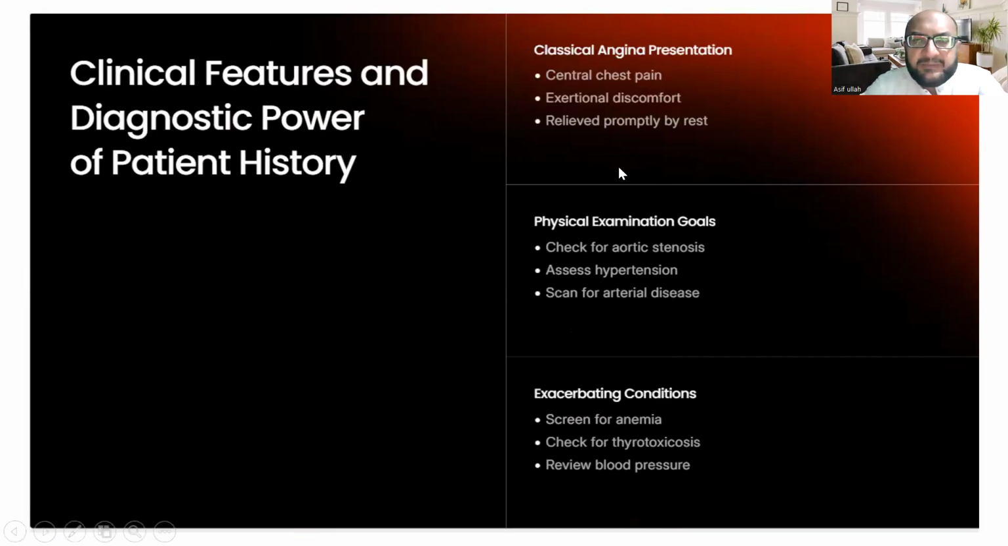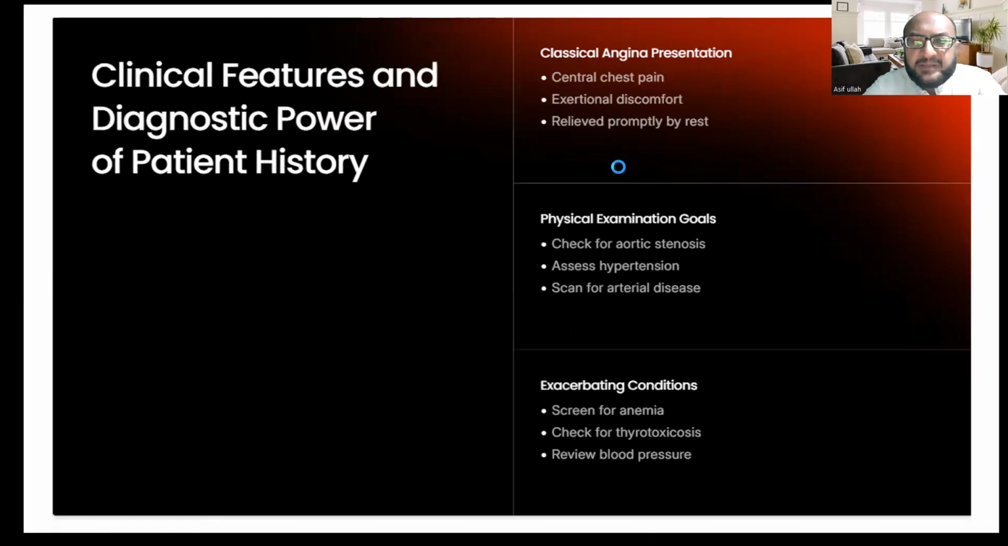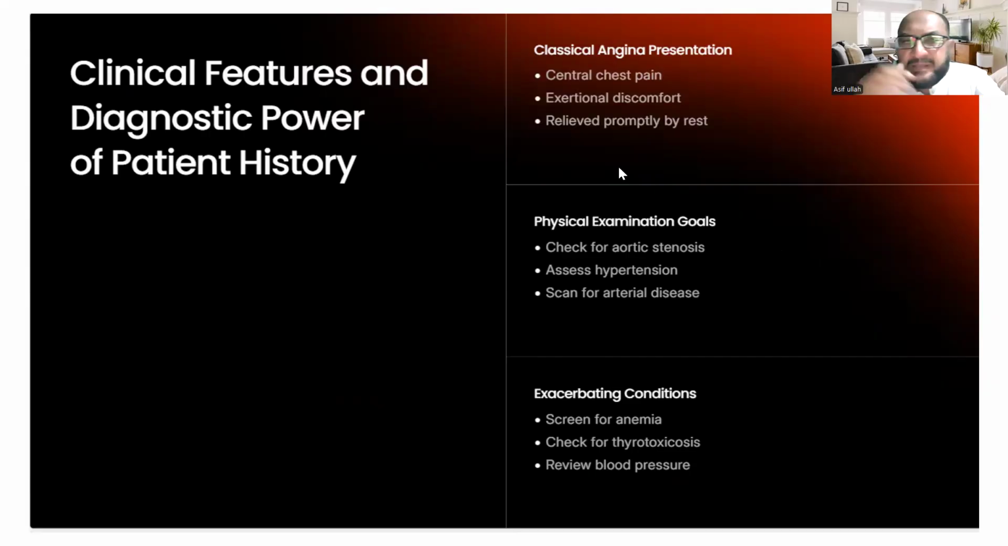What are the clinical features? Obviously, all of you know already that there is central chest pain, exertional discomfort that is relieved by rest. Aortic stenosis, hypertension, and arterial diseases are scanned for while examining these patients, and also a screening for anemia, check for thyrotoxicosis features, and blood pressure is done. They also increase angina.